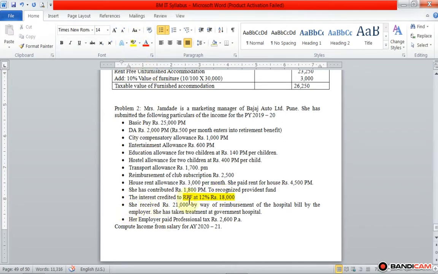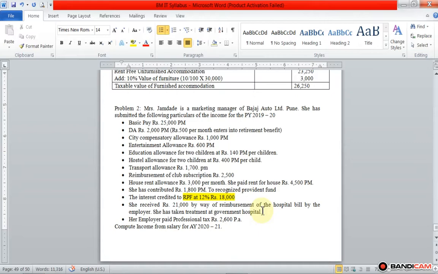Then she received rupees 21,000 by way of reimbursement of hospital bill by the employer. She has taken treatment at a government hospital, so if the assessee gets treatment from a government hospital and the medical bill is reimbursed by the employer, then the whole amount is exempted from tax.